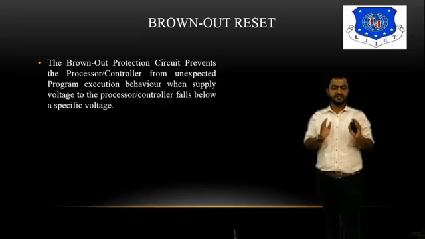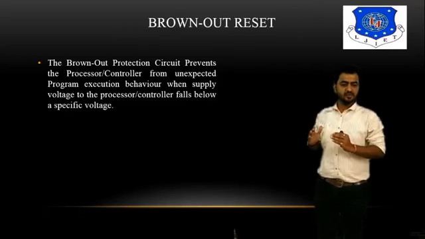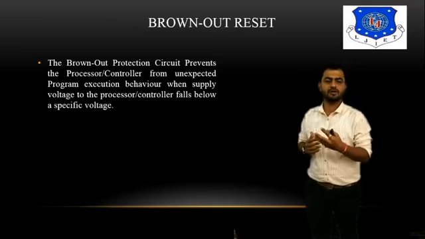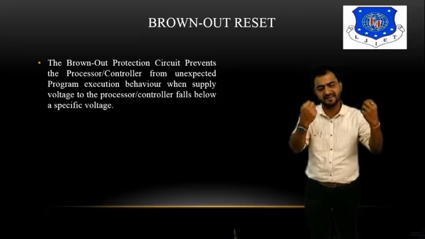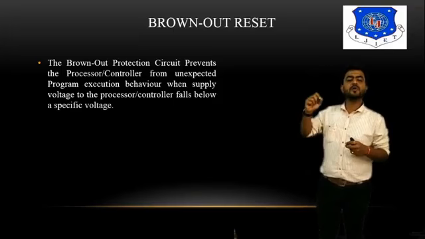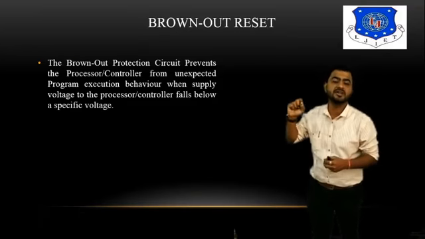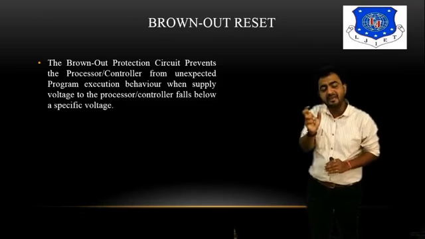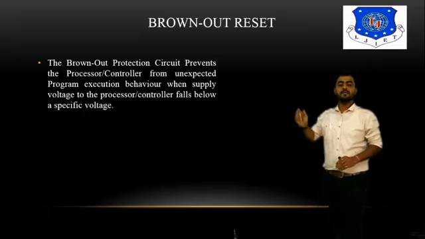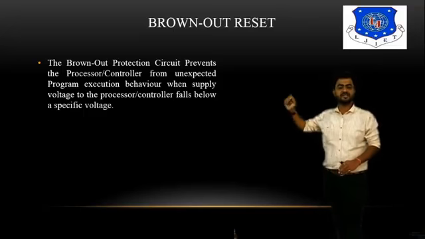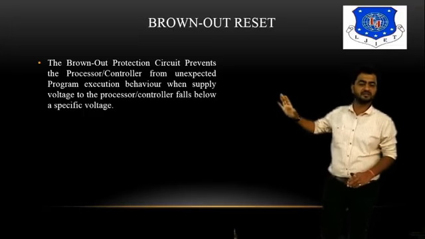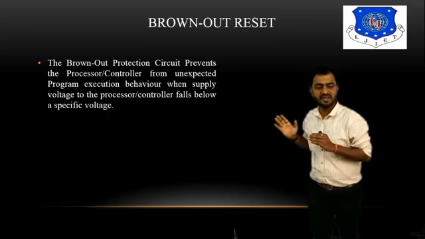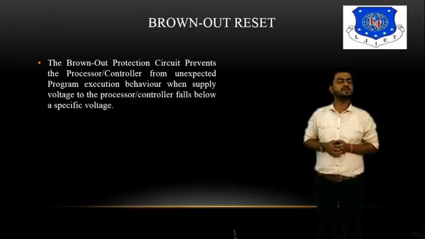I'll give you one simple example of brownout reset. Suppose you are using the NodeMCU microcontroller and it requires a minimum of 3.3 volts to turn on an LED or to execute a specific task. But if you are not able to provide that amount of voltage, then your task will not be executed. That particular moment is called a brownout reset. The brownout protection circuit prevents the processor and controller from unexpected program execution behavior when the supply voltage falls below a specific voltage. It's called a brownout reset.